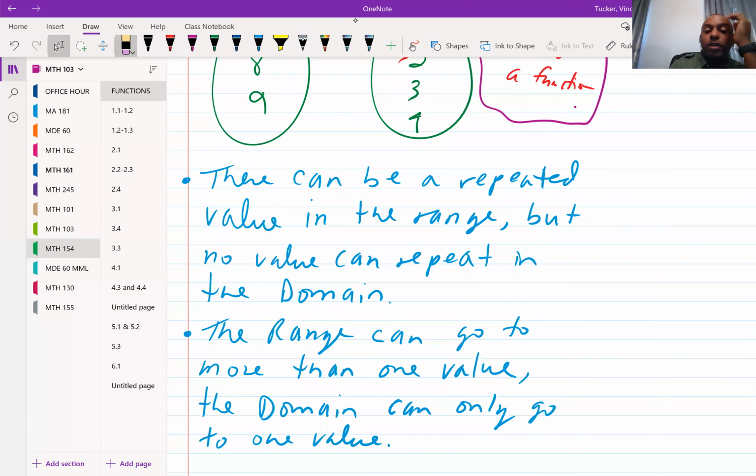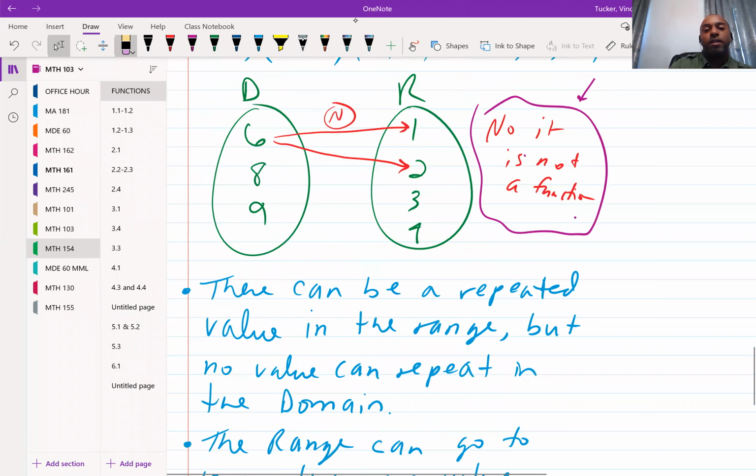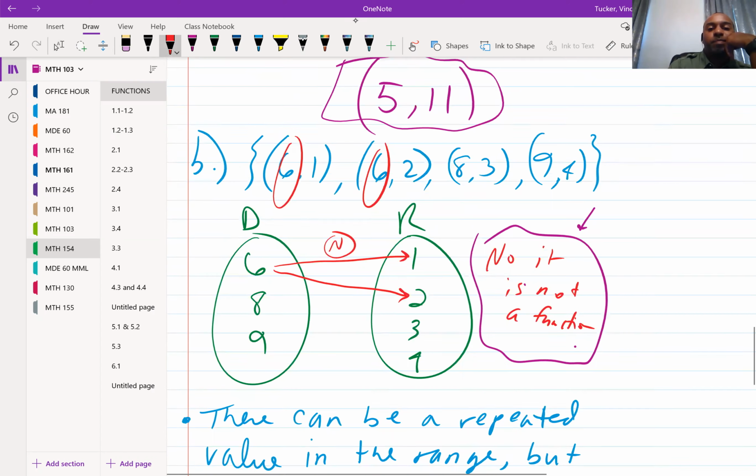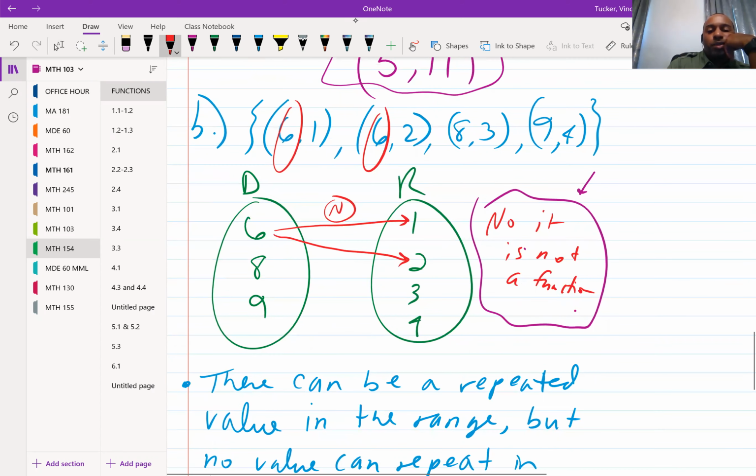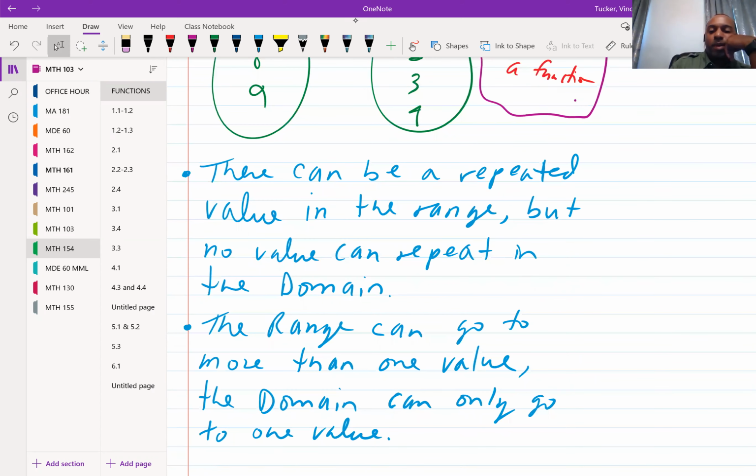So if we look at the scenario that created a function and the scenario that stopped us from having a function, we can generally state that there can be a repeated value in the range, but no value can repeat in the domain. We had 6 repeated in the range, and that was a function. But when 6 was repeated in the domain, it was not a function. That goes back here. See how it's repeated in the domain, so it stopped it from being a function. Then here the range can go to more than one value, but the domain can only go to one value.